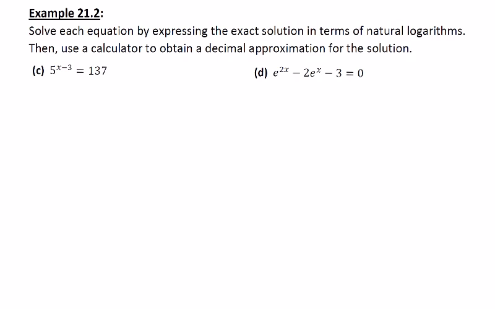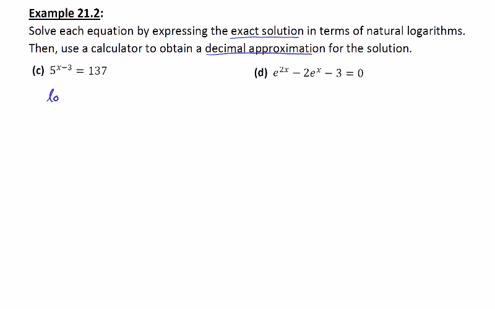Example 21.2 part C and D wants us to find the exact solution as well as a decimal approximation for each of the given equations. We'll start with part C. 5 raised to the x minus 3 is equal to 137. This is an exponential equation, so I'm going to use the definition for logarithmic form and exponential form equivalency to convert this into a logarithmic form.